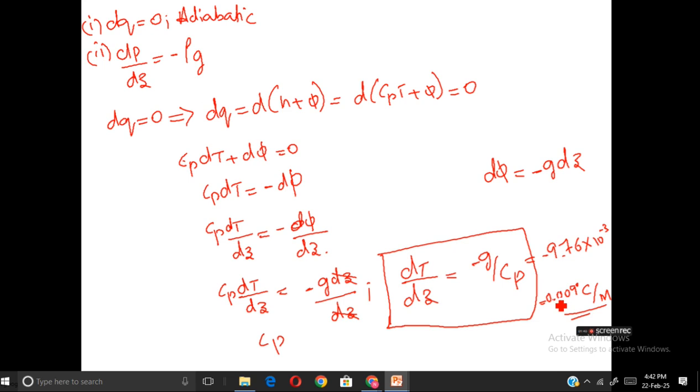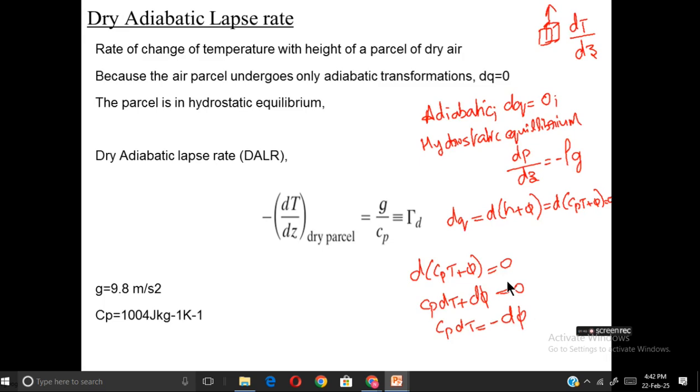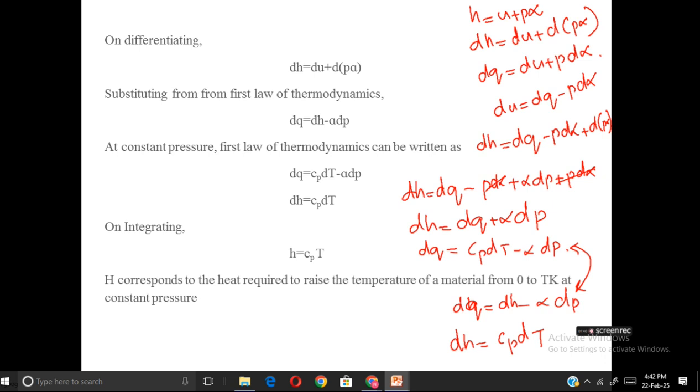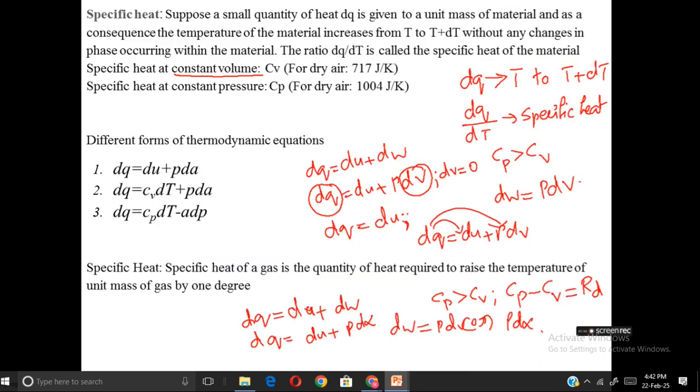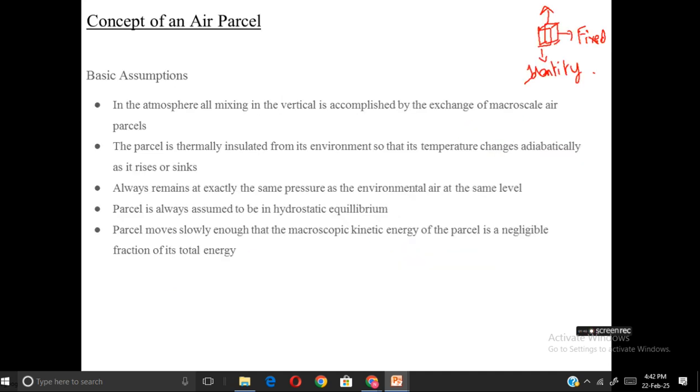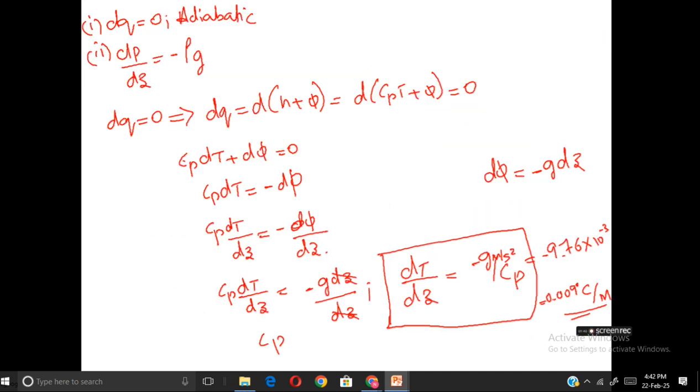0.0096 degrees Celsius per meter. Everything, this is meter per second square. The unit of Cp is joule per Kelvin. It is Kelvin per meter. It can be written in terms of Kelvin or degree Celsius.